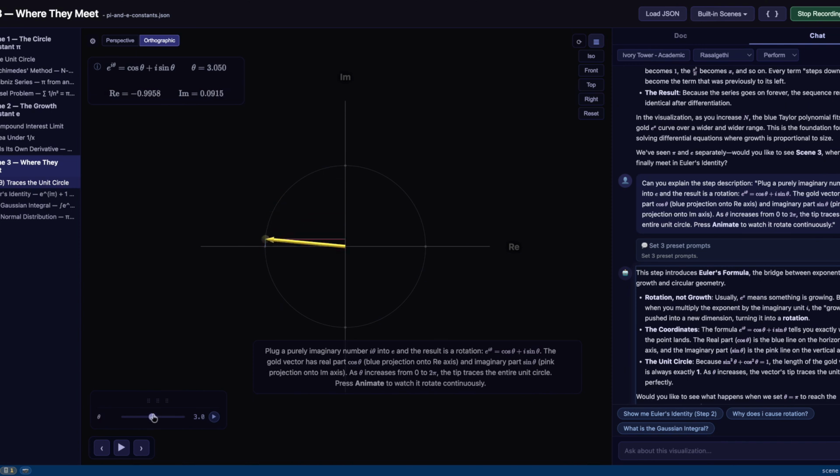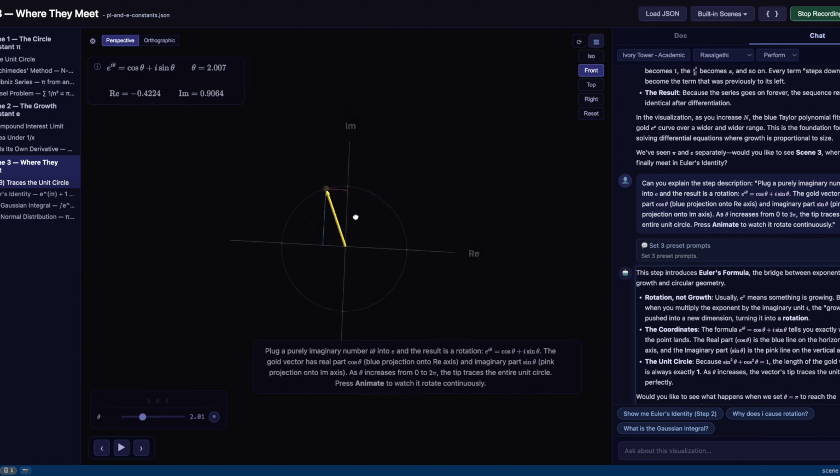Next, Euler's formula, that remarkable connection between exponential progression and circular geometry. Firstly, observe rotation, not growth. Ordinarily, e to the x indicates a process of enlargement. However, when the exponent is multiplied by the imaginary unit i, the apparent growth is translated into a novel dimension, thereby becoming a rotation. Secondly, the coordinates.